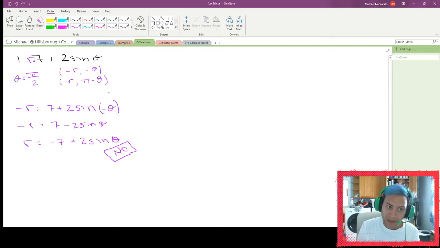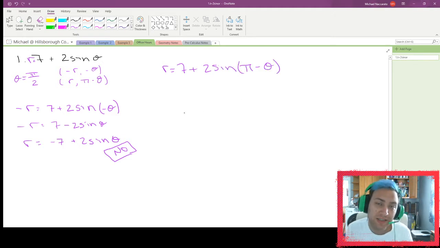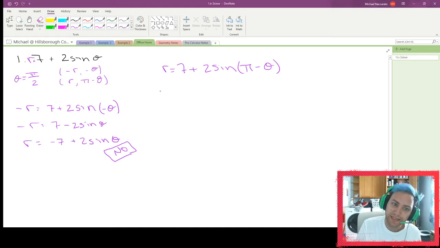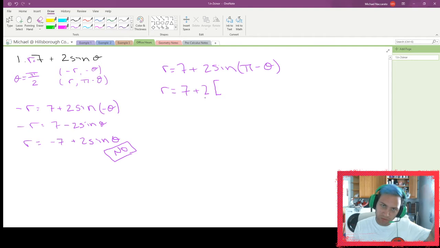So r pi minus theta. So I keep my r the same. 7 plus 2 sine of pi minus theta. So again, here we're going to use our sum and difference formula. So remember, the way sine works is you do sine and cosine of the first and second one, and then you do cosine sine of the first and second one, and keep your sign the exact same. So I'd end up with r equals 7 plus, we'll put our 2 outside, and then put a bracket here. You always want to take whatever's in front of the sine or the cosine and just stick that on the outside. That way it's something we'll save for the end.